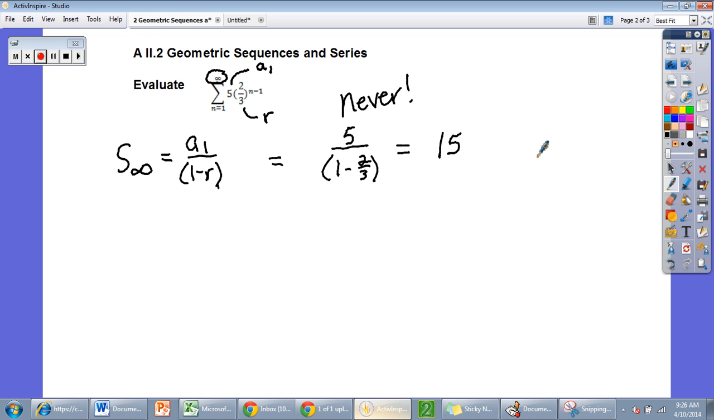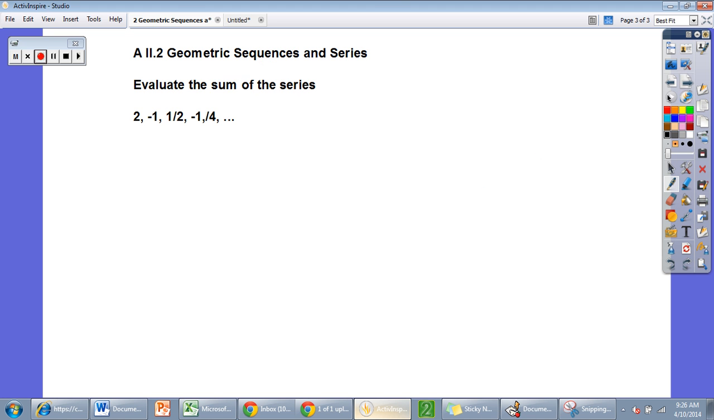One more example is very similar to this example, except it doesn't give it to you with the sigma. It says evaluate the sum of the series, but you have to be able to look at the list of numbers and determine the formula. So as I'm looking at this, the first thing I would look at is, is it arithmetic? So I'm saying, okay, I subtract 3, but then going from -1 to 1/2, I'm not subtracting 3. So it's not a constant difference, it's not arithmetic.